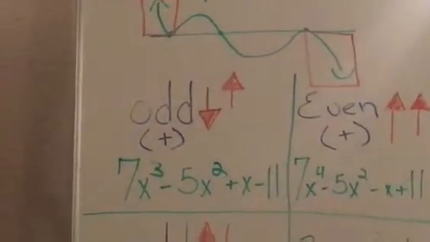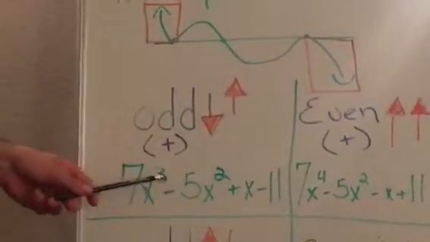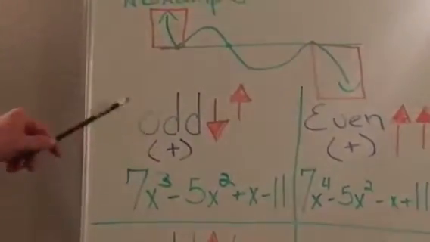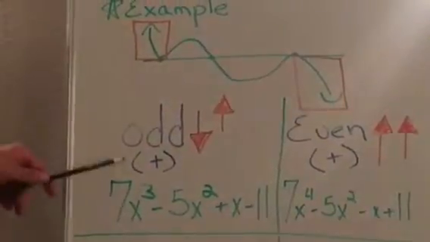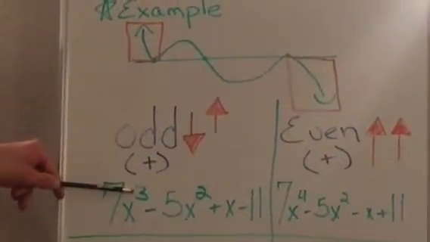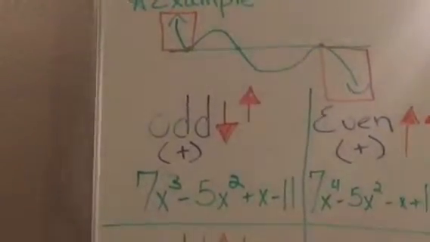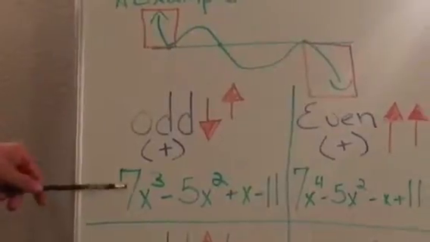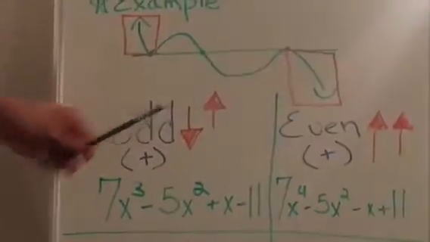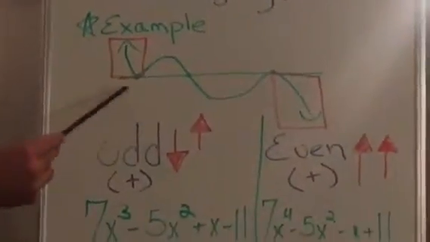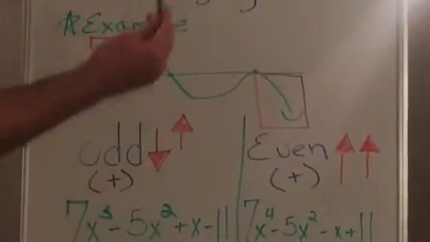The odd has to do with the degree of the term. So if it's an odd number, it's going to be odd. It determines that it's odd, not even. So here we have an odd degree, and it is a positive leading coefficient. So since it's an odd positive, the graph is going to start from the down position going up and ending going up.